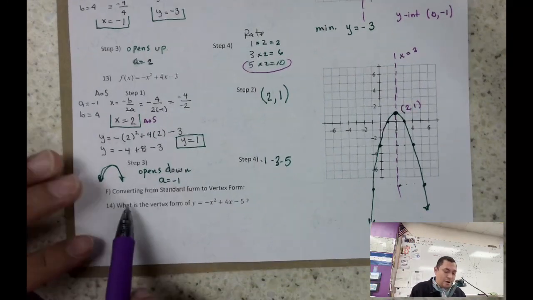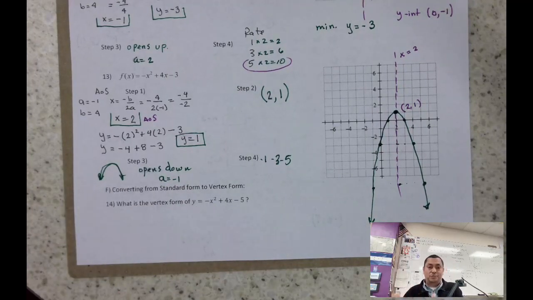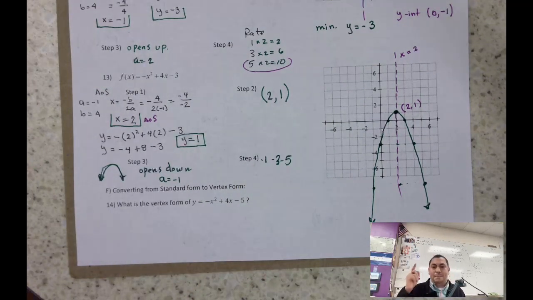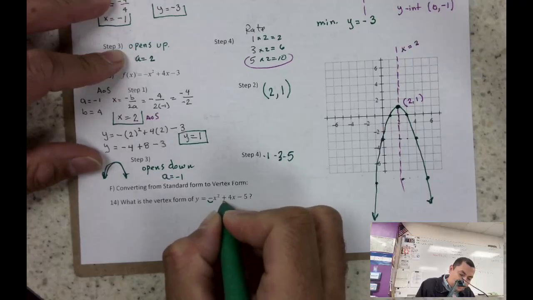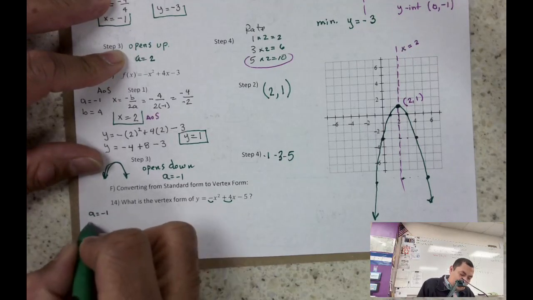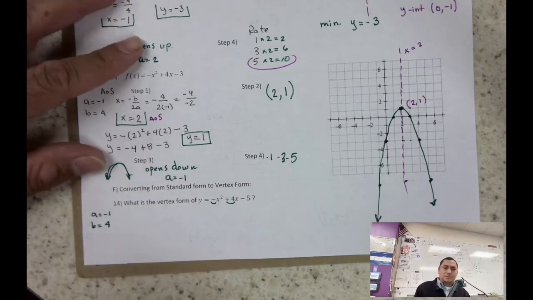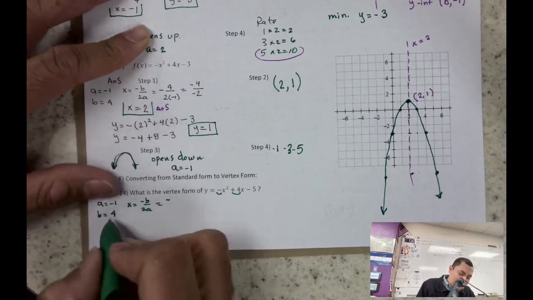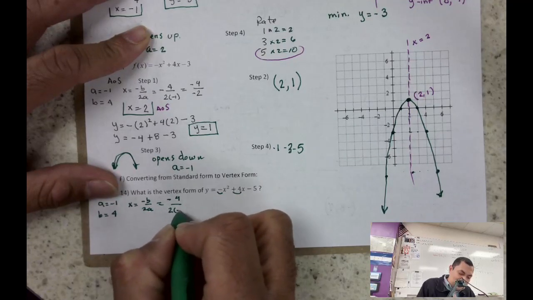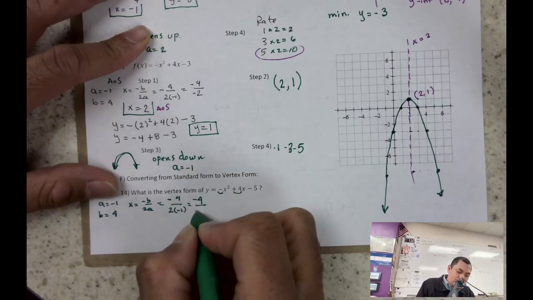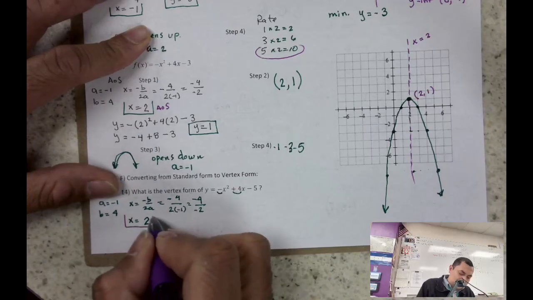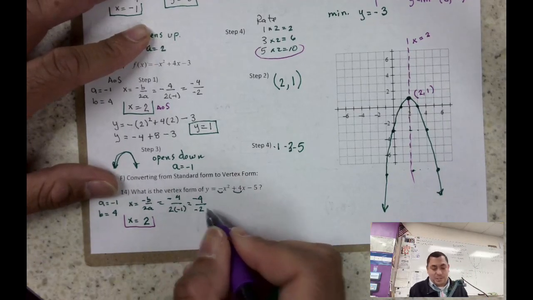What they ask in the final problem is converting from standard form to vertex form. So this is my standard form, and we're going to convert this one to vertex form. Step number 1, we are going to find the axis of symmetry. Remember, this is a, this is b. a equals negative 1, b equals 4. So x equals negative b over 2a, which is negative 4 over 2 times negative 1, equals negative 4 over negative 2. So x equals positive 2 because negative 4 divided by negative 2 is positive 2.